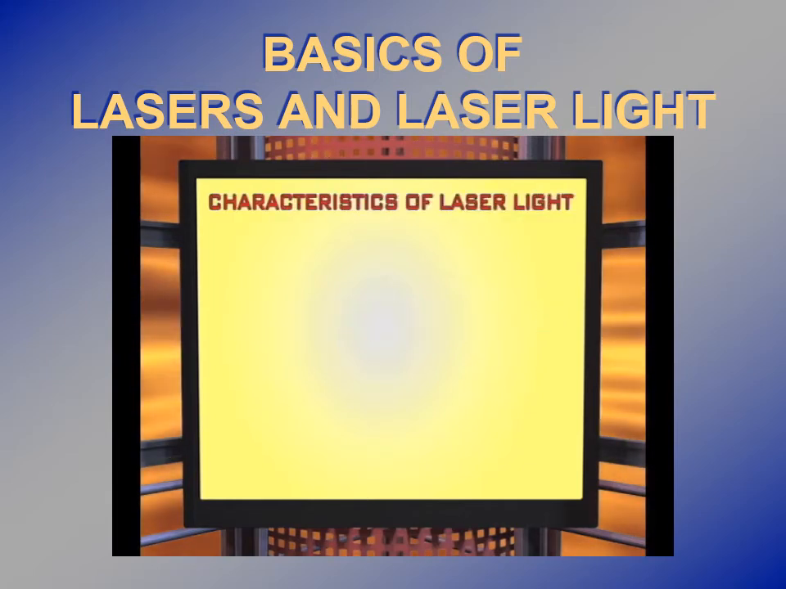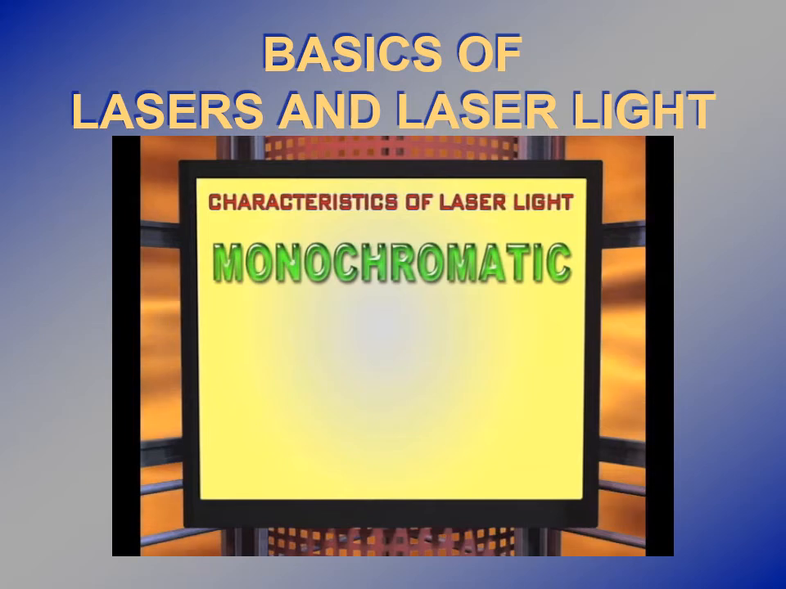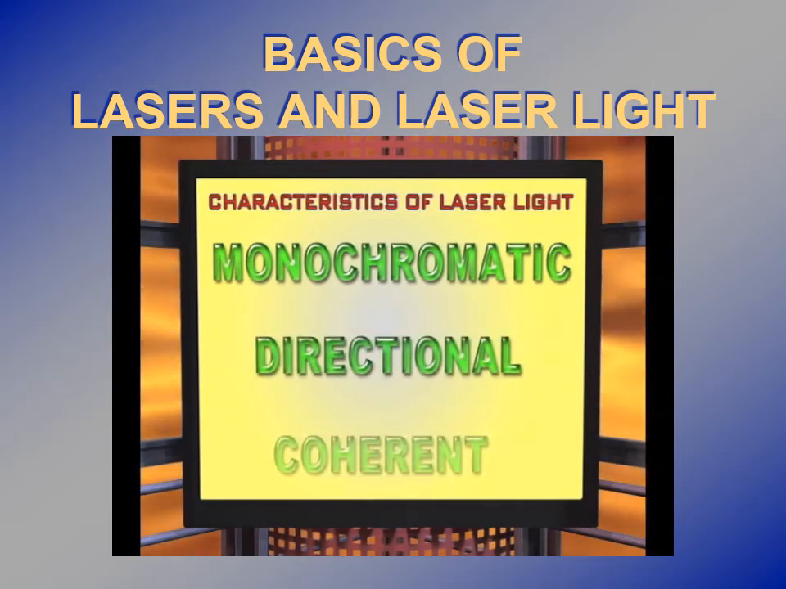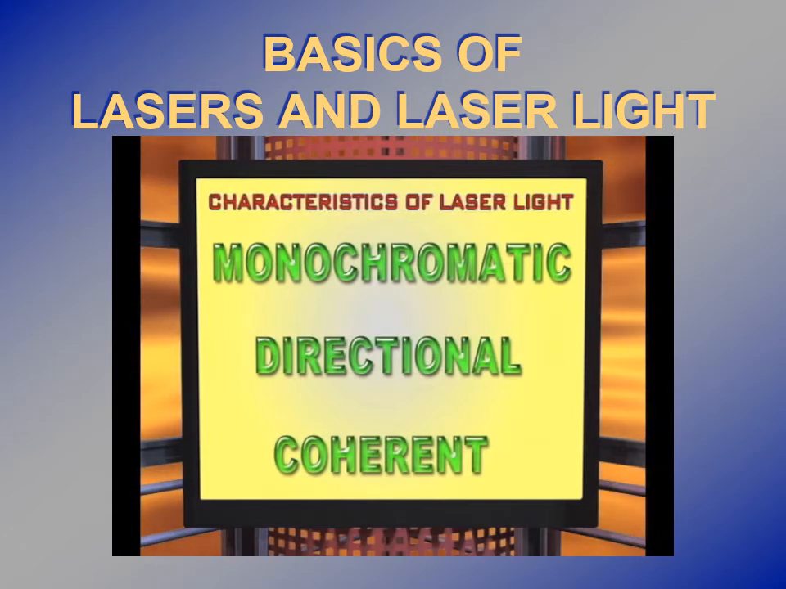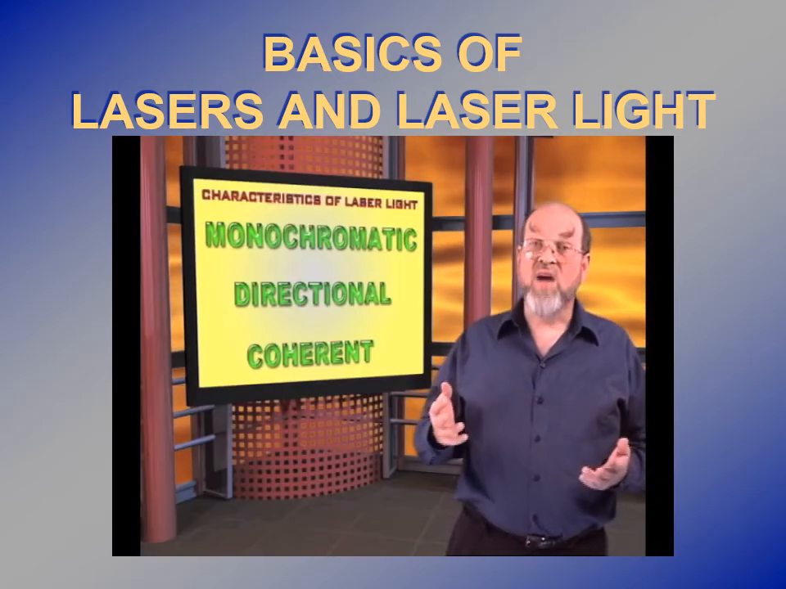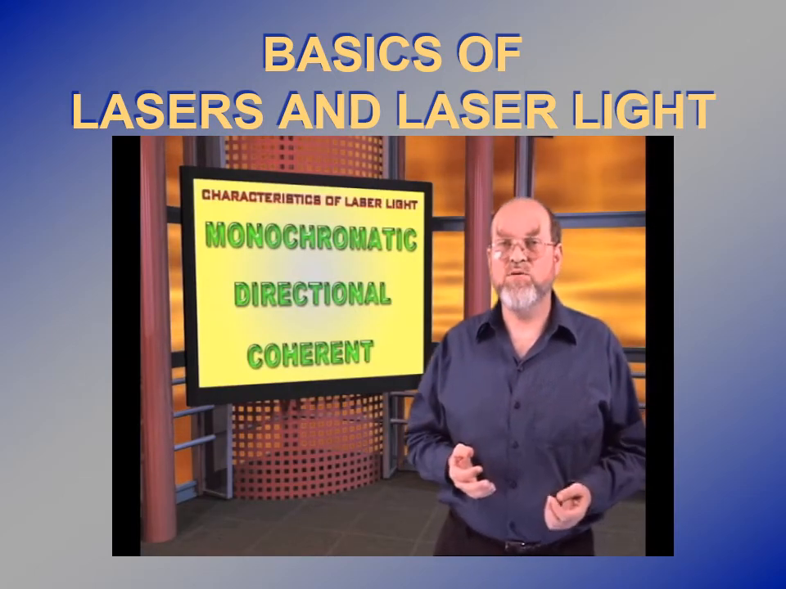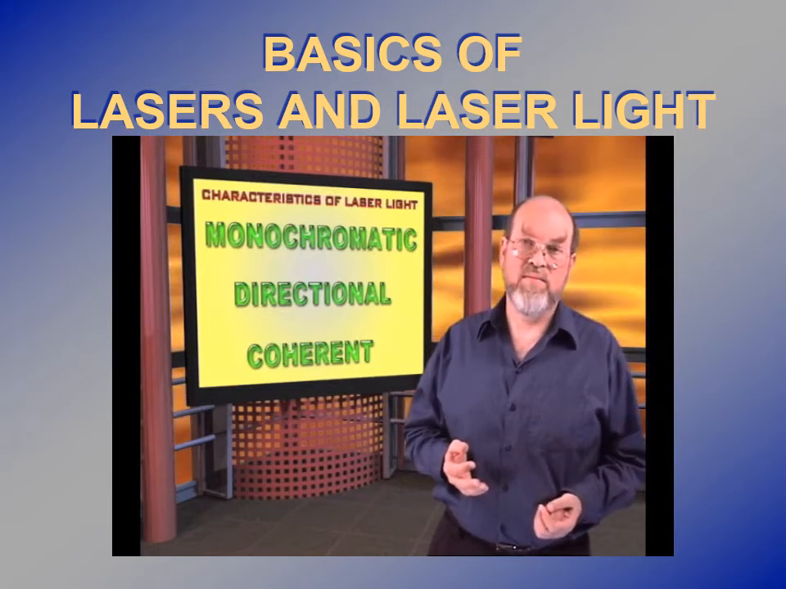Laser light is monochromatic. That means it's all one wavelength. It's very directional. It doesn't spread out very much. And it's coherent. That means all the waves are in phase. Ordinary light lacks these characteristics. This combination of characteristics means that laser light focuses 100 times better than ordinary light.